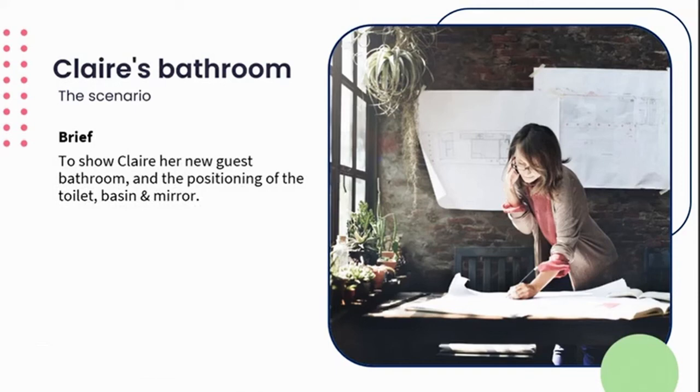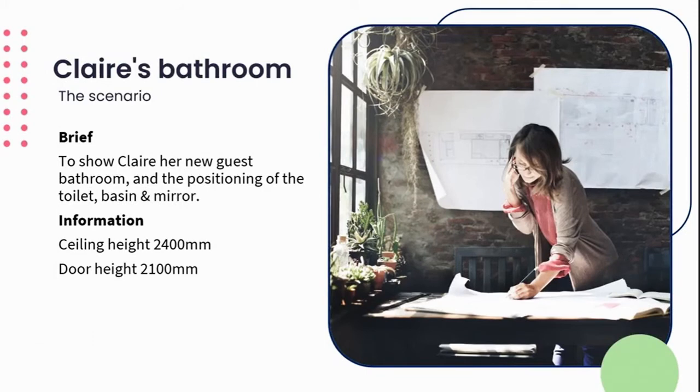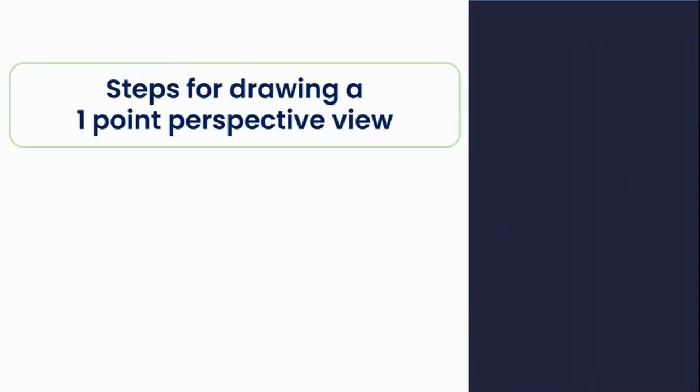Let's take a look at our brief. Our brief is to show Claire her new guest bathroom and position of the toilet, basin, and mirror. Let's look at the information Claire has given us. Our ceiling height is 2,400 millimeters or 2.4 meters. We've got a door height of 2,100 millimeters or 2.1 meters. And we've got the width of our bathroom at 1.5 millimeters. This width you probably could pull from your floor plan that we drew up in lesson 2. Otherwise, you can use these dimensions provided.